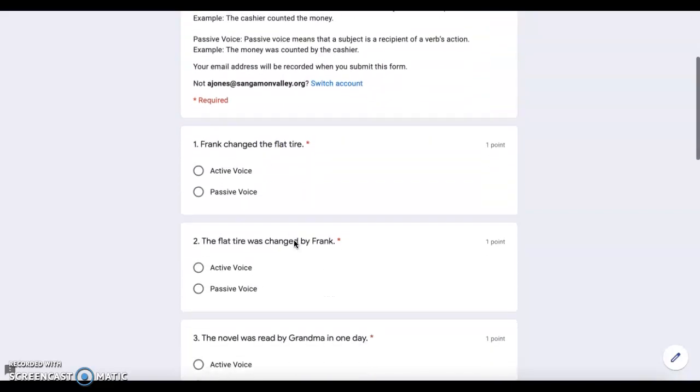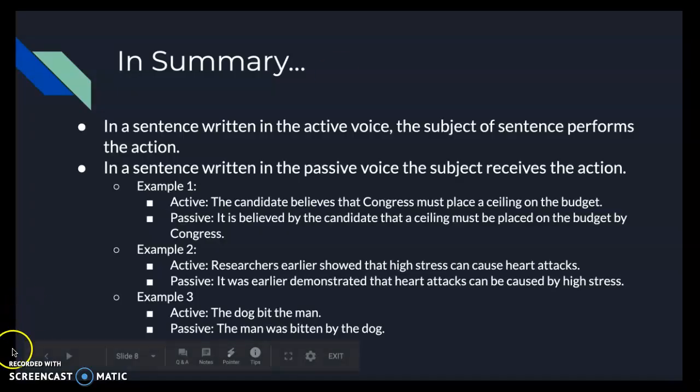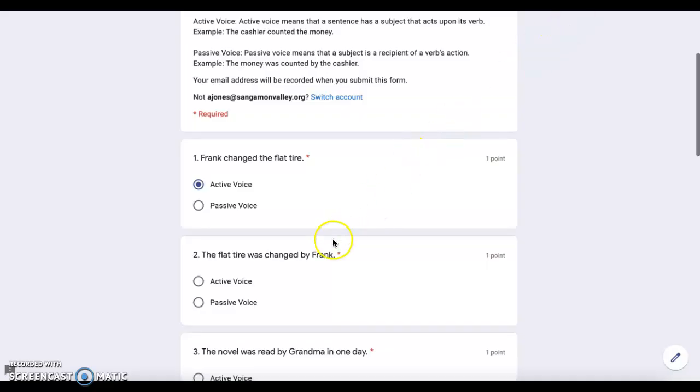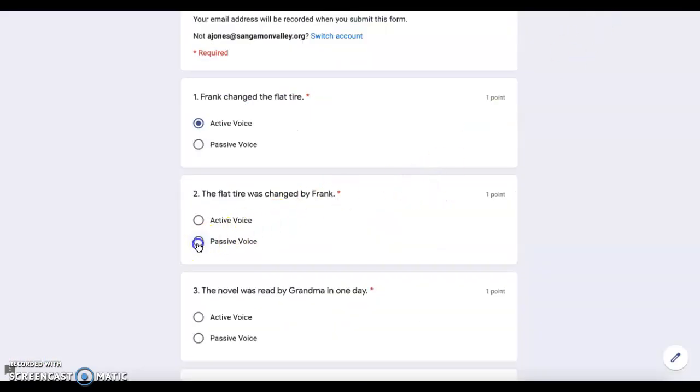So let's go ahead and take a look at the first 2 and we'll do them together. So Frank changed the tire. Because of the wording of this one, it's going to be active. If we go back and look at our graphic organizer, we have the subject, then verb, then the object. And then the second one is going to be passive because we have the object, then the verb, then the subject. So this one's going to be passive.